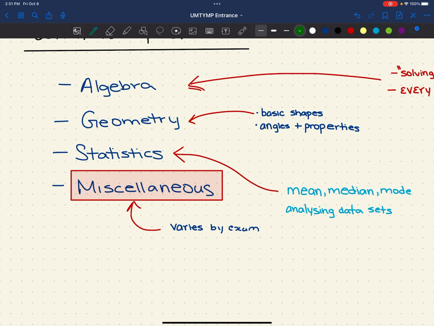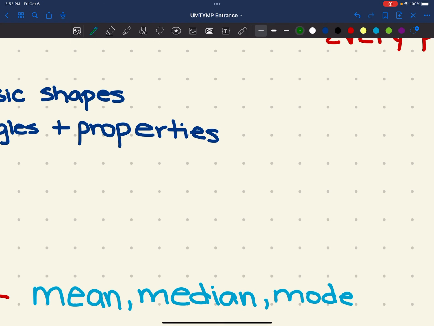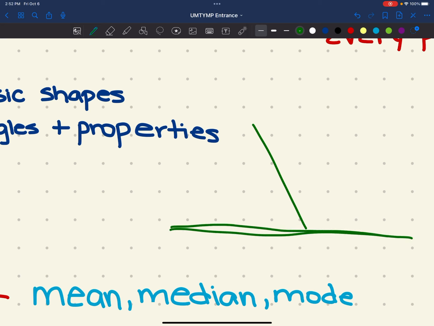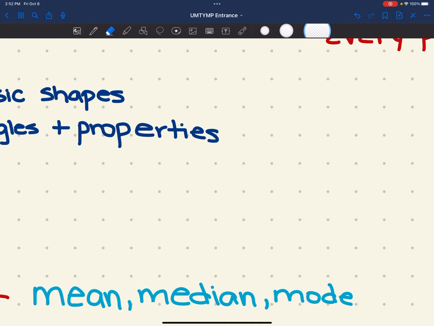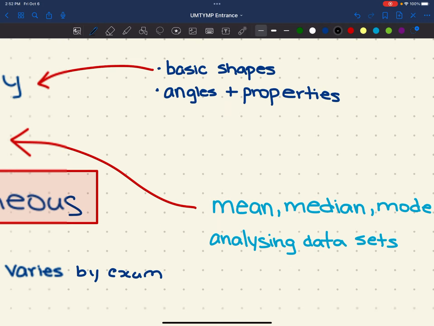And there are also angles and properties. So you might be given this figure with these two angles, and you'll be asked to find this angle, right? But you know that this plus this is equal to this, according to the exterior angle theorem. Now, if you don't know what that is, it's fine. We'll be going over that in this course.